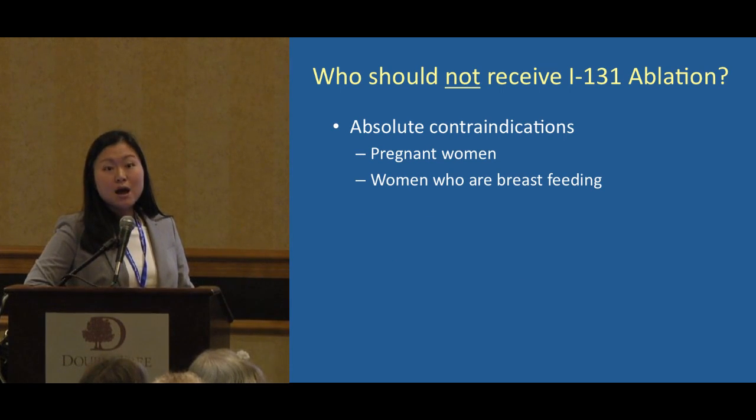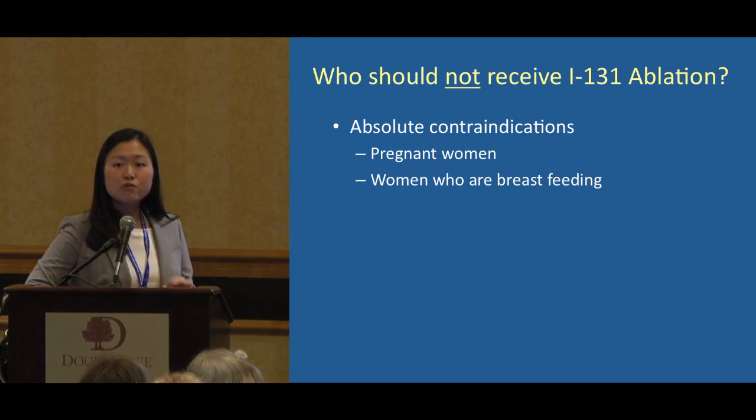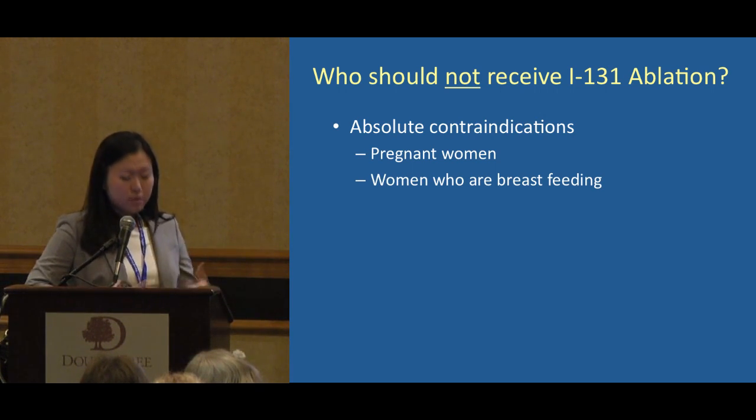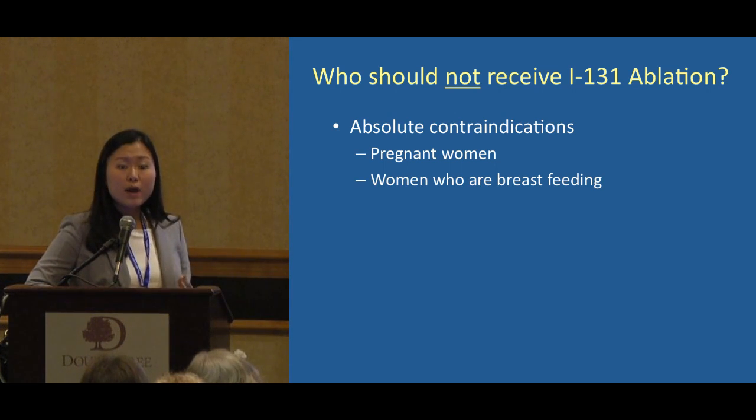So then let's talk about who should not get I-131. Really, the only absolute contraindications for receiving radioactive iodine are really in females. If you're pregnant or if you're actively breastfeeding, I-131 is completely contraindicated. The reason being, the baby will actually take up radioactive iodine as well, and so we don't want to have any sort of side effects for the baby, whether the woman is pregnant or actively breastfeeding.